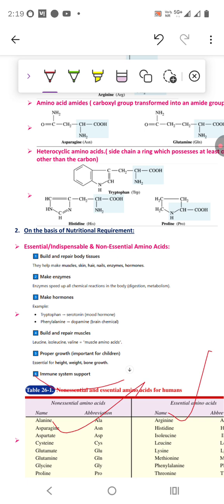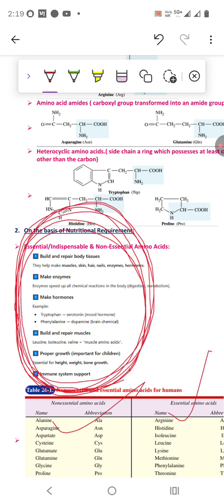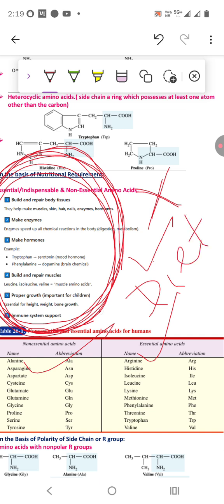Essential in the sense they are essential for these functions. That's why they are called essential. And another thing is that these amino acids are not synthesized by the human body, so you must get them from diet. That's why they are essential in nature.